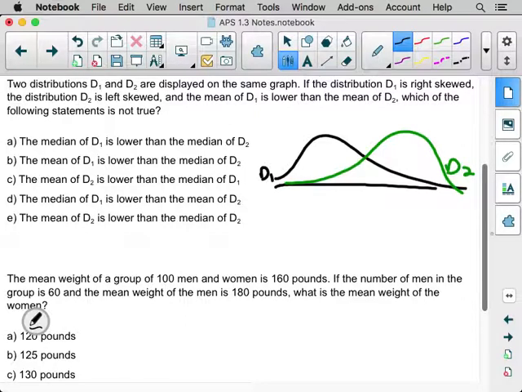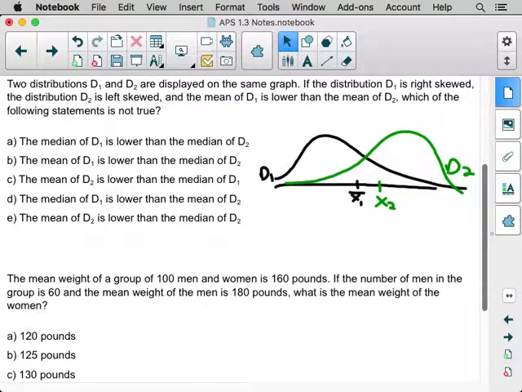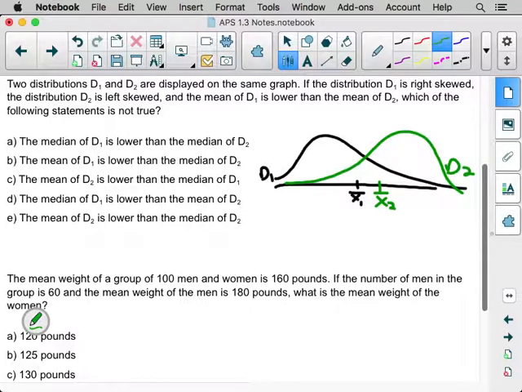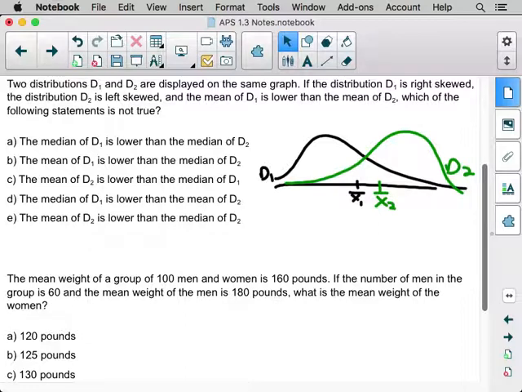Okay, so here, let's say the mean of D1 is right here. Mean of D2, let's say, is right there. Which of the following statements must be true?